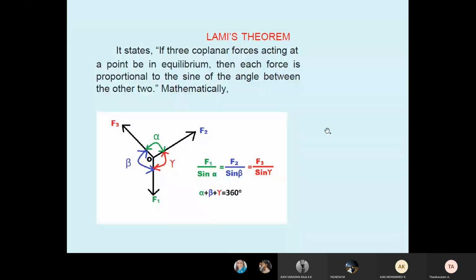Then we discuss Lami's theorem. It states that if three coplanar forces acting at a point are in equilibrium, then each force is proportional to the sine of the angle between the other two. Mathematically, f1 divided by sine alpha equal to f2 divided by sine beta equal to f3 divided by sine gamma.